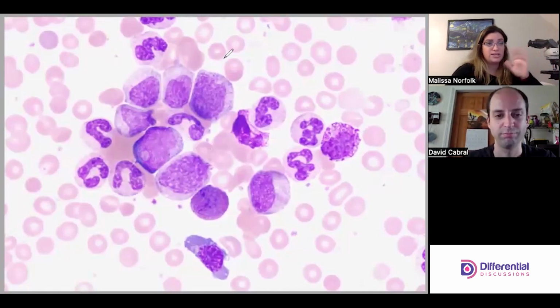So with CML, t(9;22) is the thing. It's diagnostic for CML. But when you're trying to compare whether it is acute or chronic, the number of blasts is the distinguishing factor in the bone marrow. Definitely.